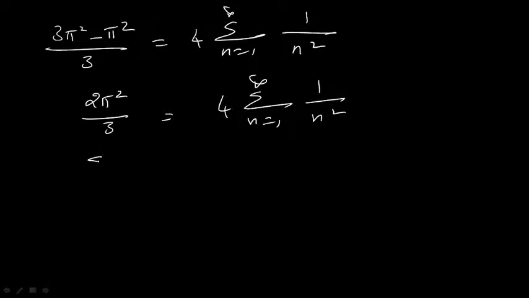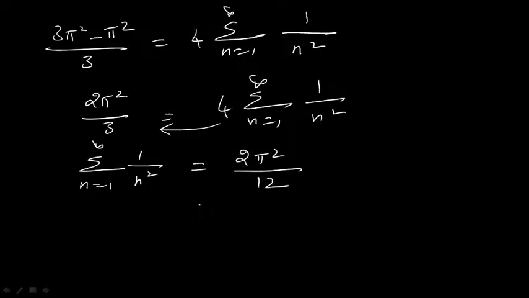So I write this series to the left, for my convenience. Take this 4 to the other side. If you take this 4 to the other side, what happened? 2 pi square divided by 3 times 4, 4 twos are 12, that is pi square by 6.